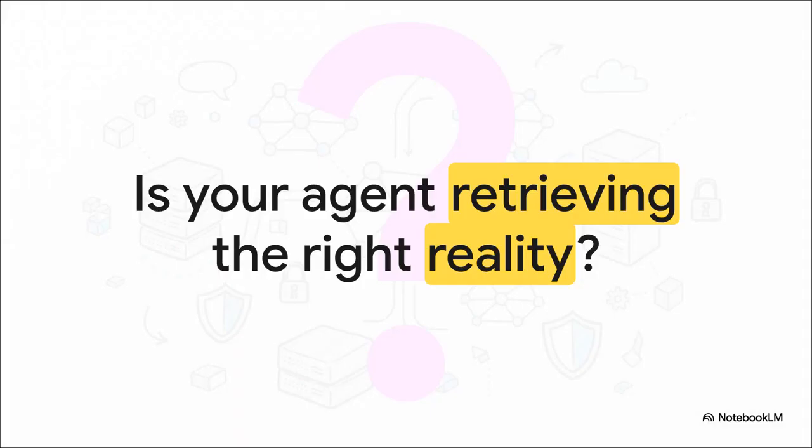So I want to leave you with this provocative thought to conclude our explainer today. Your agent might be reasoning perfectly, but is it retrieving the right reality? As we've seen, deploying production AI systems isn't just about clever prompt engineering. It's about architecting a rigorous, scalable, and secure memory foundation. So, evaluate your own infrastructure. Look closely at your latency, your observability, and your guardrails, and ask yourself, are your agents truly ready for the real world?